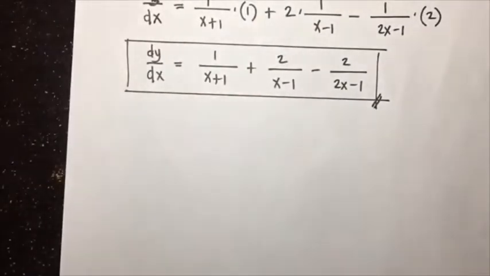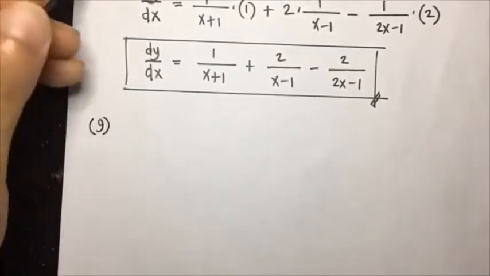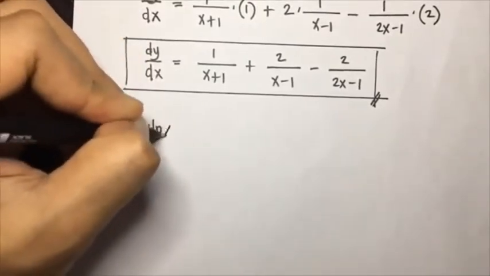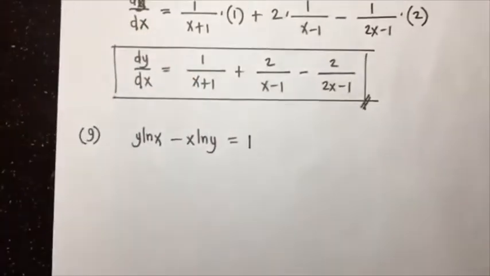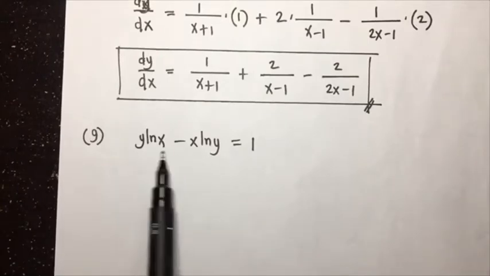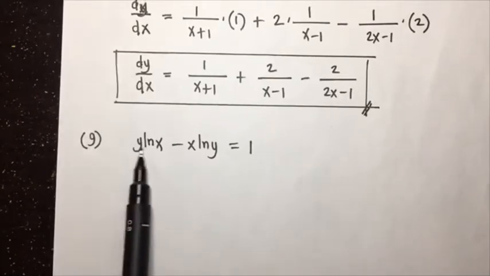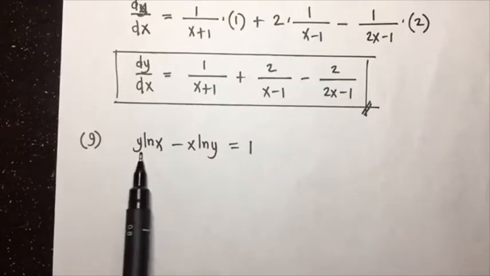Okay, so for the last one, we have an implicit function. Find dy over dx for y ln of x minus x ln of y is equal to 1. So that type of equation is implicit, so therefore we have to derive this implicitly. So first, y ln of x. Here we can apply the derivative of a product.